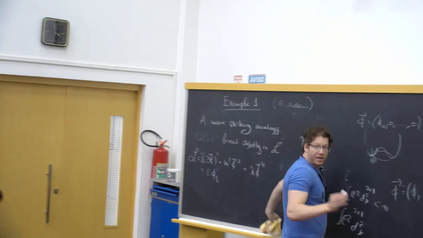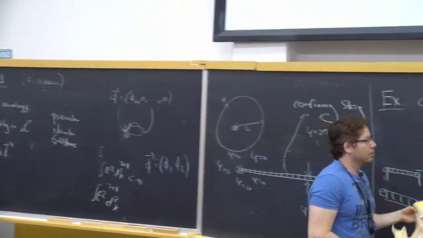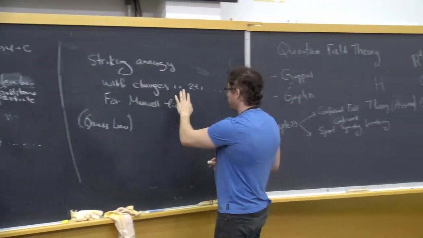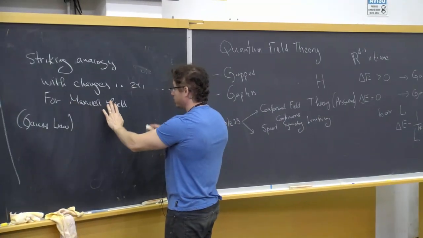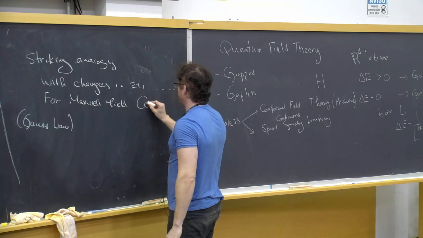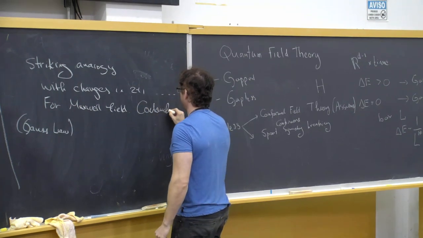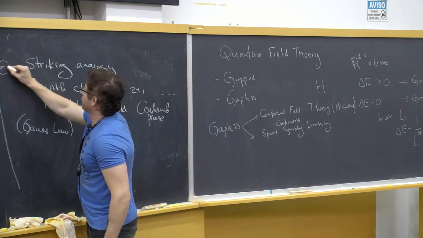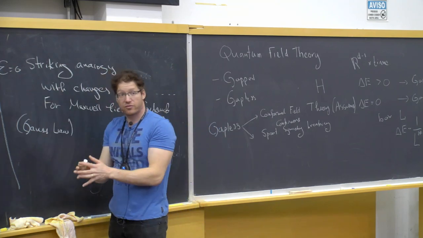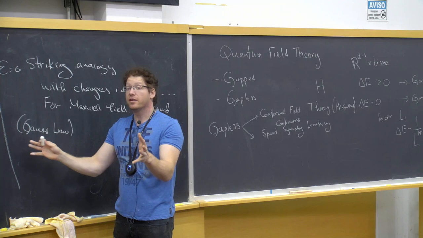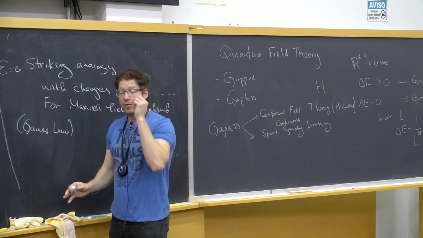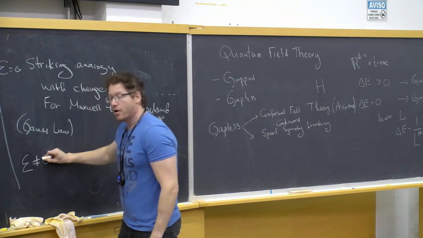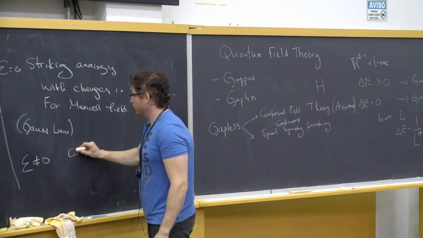So let me just write it, and then I'll get to your question. I just want to stress the analogy here. There is a striking analogy with the charge in 2+1 for Maxwell, not confining. This is the Coulomb or Maxwell phase. This is for epsilon equals 0. For epsilon equals 0, we see a striking analogy to just a free U(1) gauge field with a Coulomb phase. But for epsilon not equal to 0, we see a striking analogy to confining flux tubes.